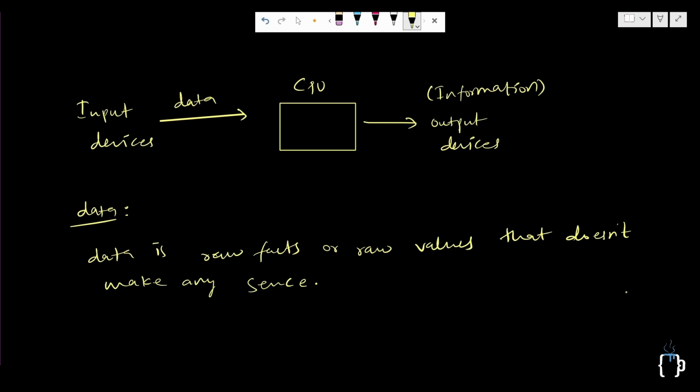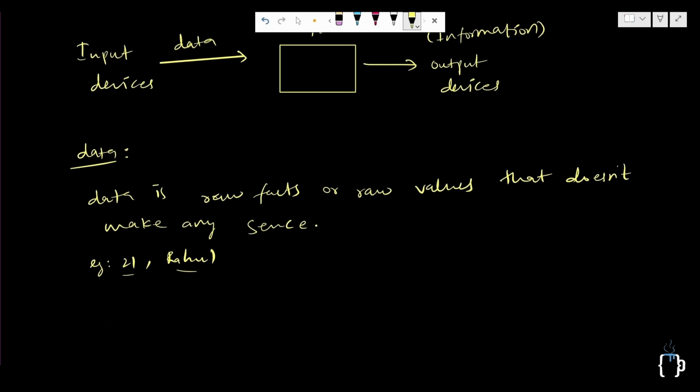Data is raw facts or raw values that don't make any sense. For example, 21 Rahul. What is this 21 and what is this Rahul? Does that make any sense? Is 21 a roll number, or is it Rahul's age, or is it the bank balance of Rahul? What does this 21 specify? And who is this Rahul? Is it a name of a person, or an animal, or a building? It doesn't make sense, right?